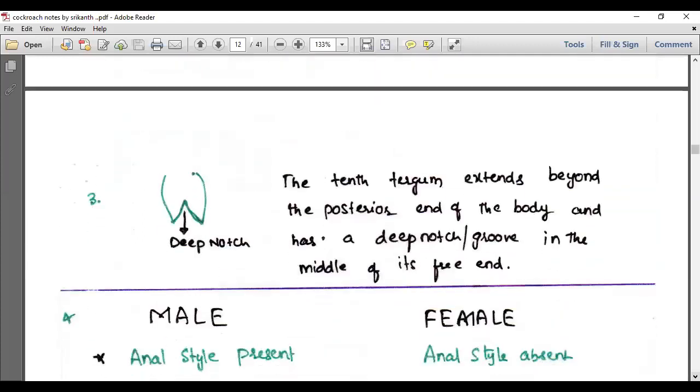Okay. Next. Sir, what is in the brood pouch? No, let me complete. Let me complete. In the end, we'll go for doubts. But first of all, let me complete.